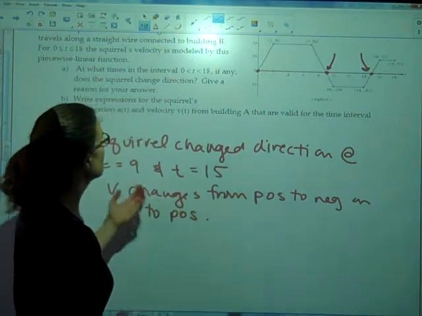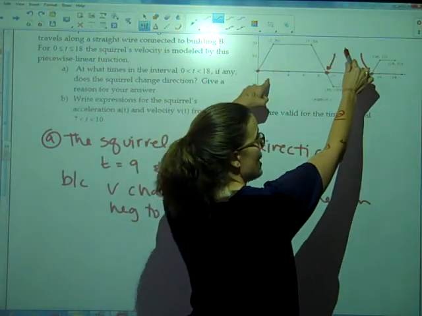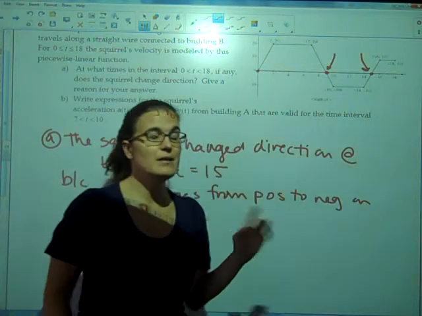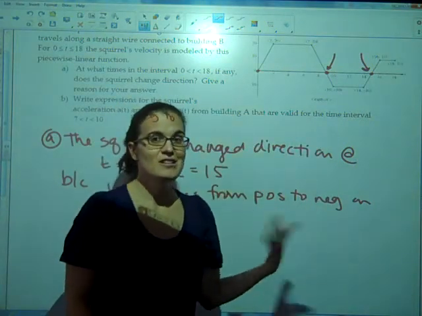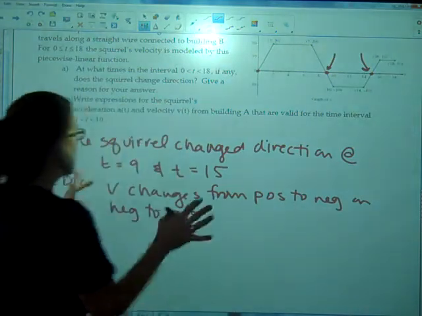Okay. So notice here, it would not have worked if the graph had just touched the x-axis and then gone back up, or vice versa, touched the x-axis and come back down. The squirrel would not have changed direction. The squirrel would have stopped, but then kept going in the same direction. Okay. So keep that in mind.